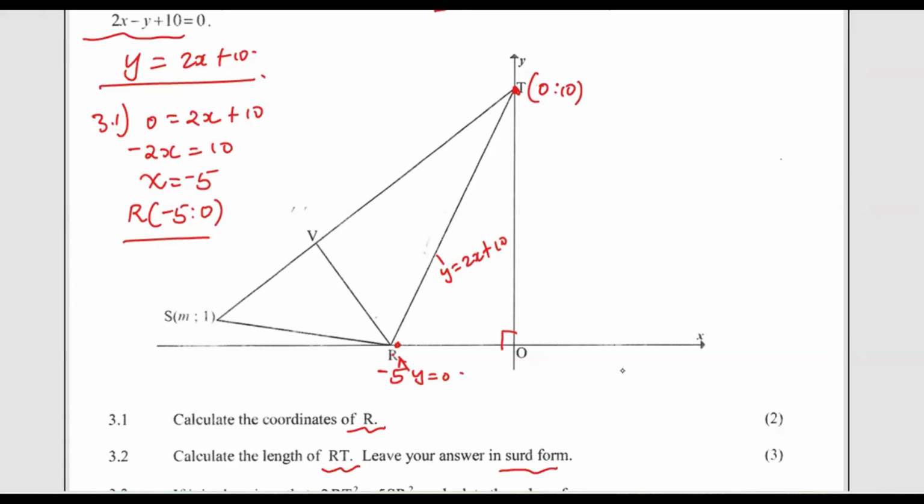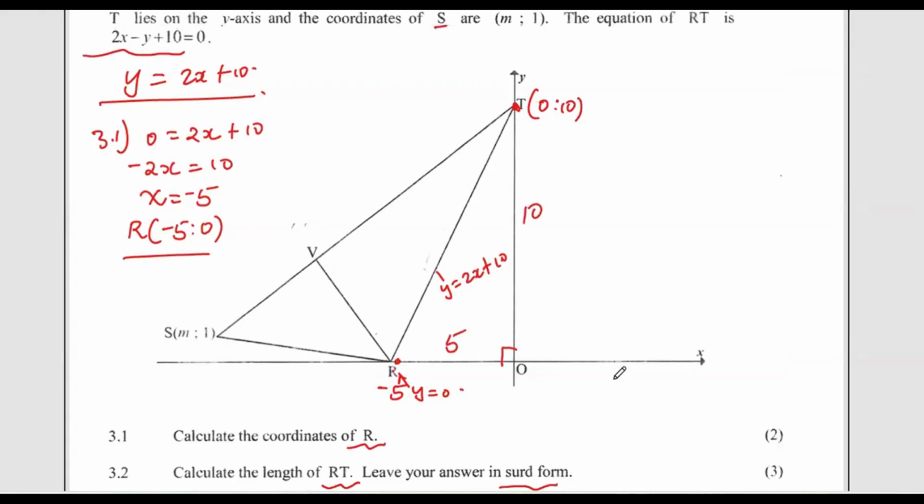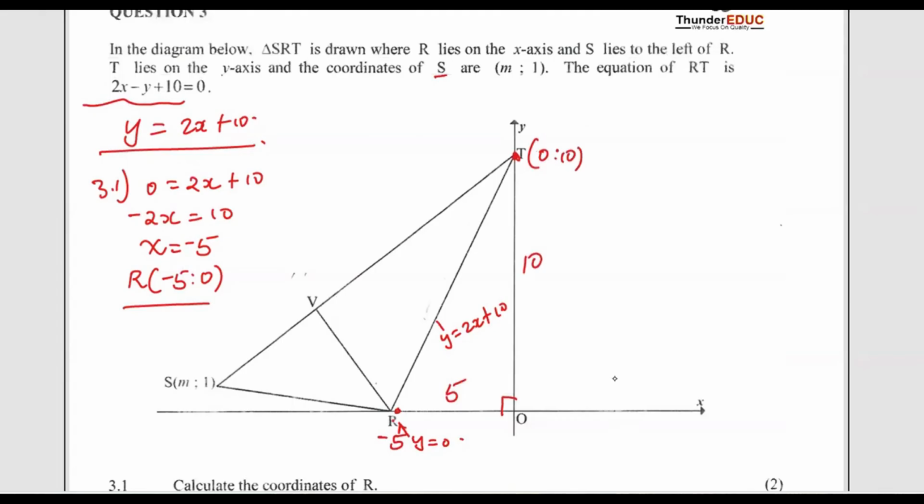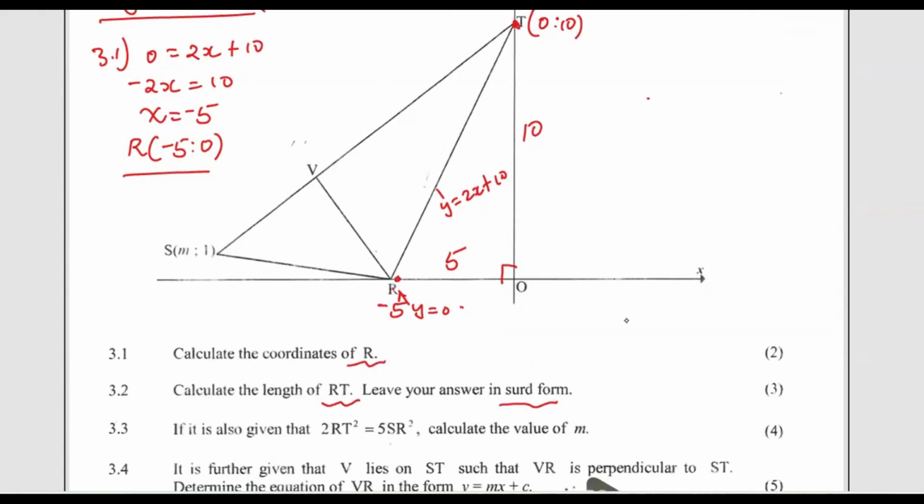So if I use the Pythagoras, that's a 10, that's a 5, meaning that my RT is gonna be the square root of 10 squared plus 5 squared, okay? Square root of 10 squared plus 5 squared gives me 5√5. Okay, 5√5 units. That is what we would have done to get that. Alternatively, use your distance formula. Okay, you still get the same answer. All right, then 3.3.